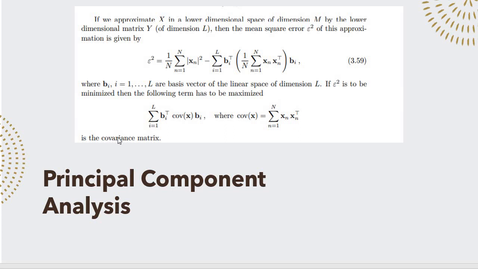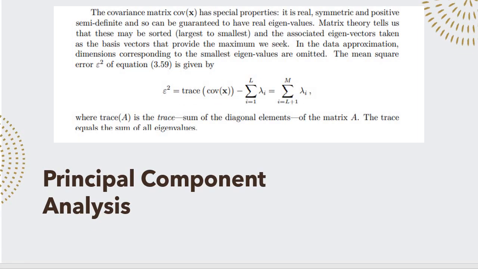So हम लोग यहाँ पे क्या calculate करते हैं, the covariance matrix is given by this equation. The covariance matrix has a special property, it is real, symmetric, positive semi-definite. हम लोग क्या करते हैं, like एक covariance matrix calculate करते हैं. So the covariance matrix has a special property that it is real, symmetric and positive semi-definite, and so can be guaranteed to have real eigenvalues.